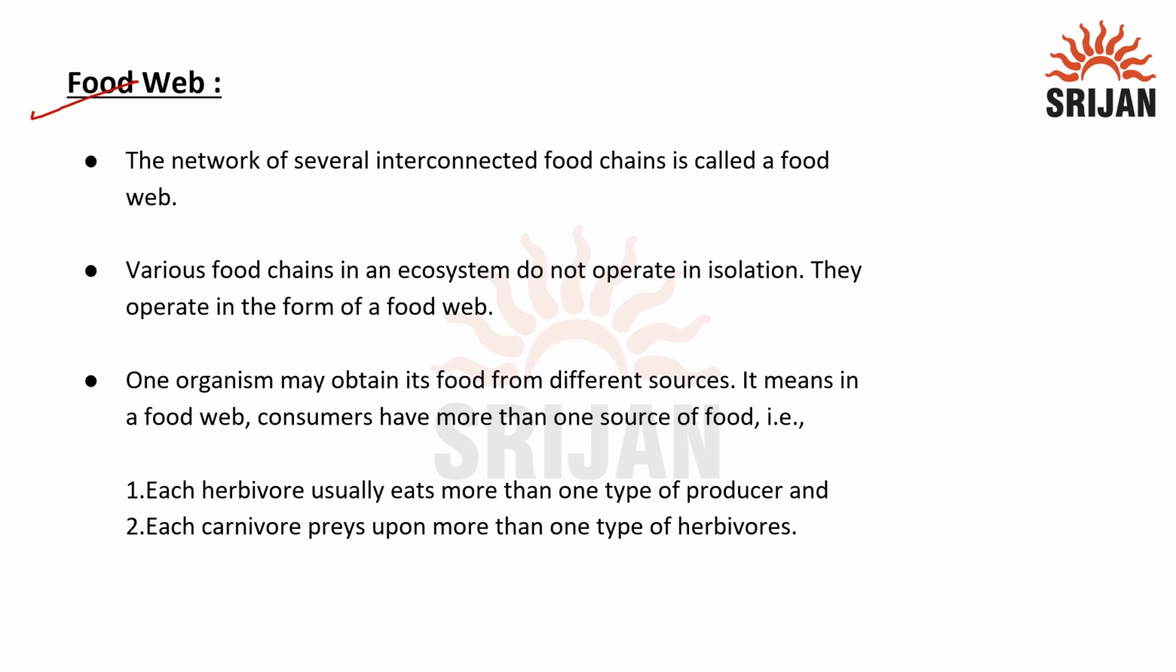Food web. The network of several interconnected food chains is called a food web. Various food chains in an ecosystem do not operate in isolation, and they operate in the form of a food web. One organism may obtain its food from different sources. It means in a food web, consumers have more than one source of food.